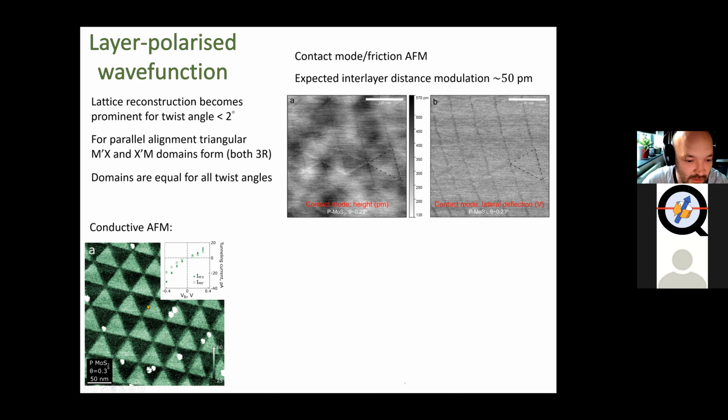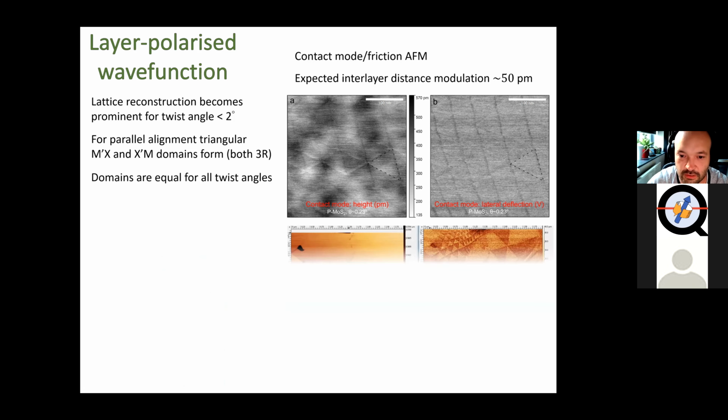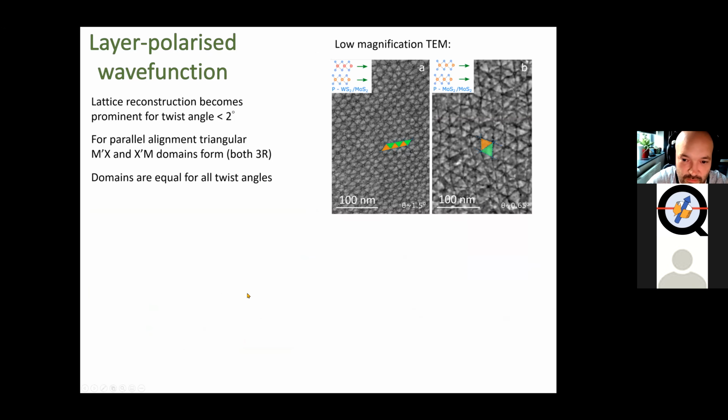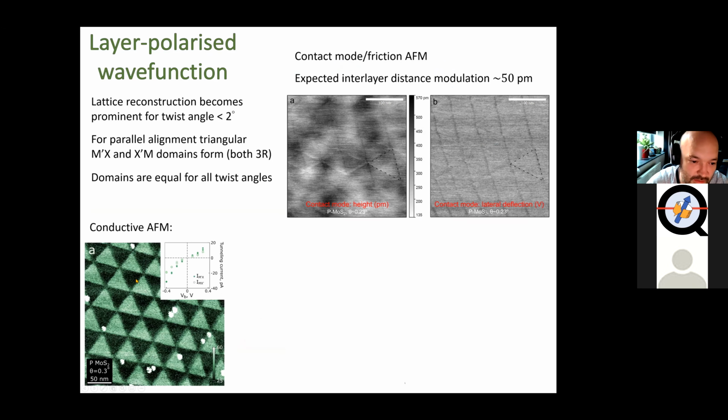And regardless of the bias applied, this ratio seems to be around 1.7. So the current ratio between dark domains and bright domains is about 1.7. That puzzled us, and it's sort of hard to explain, because if you look at, for example, DFT, both DFT and RPIS show that the band structure for these 3R and 2H configurations are very similar. So there should be really no difference between the tunneling current if you're just considering the band structure of the material. Plus, these domains are mirror images of each other, so they should be really identical.